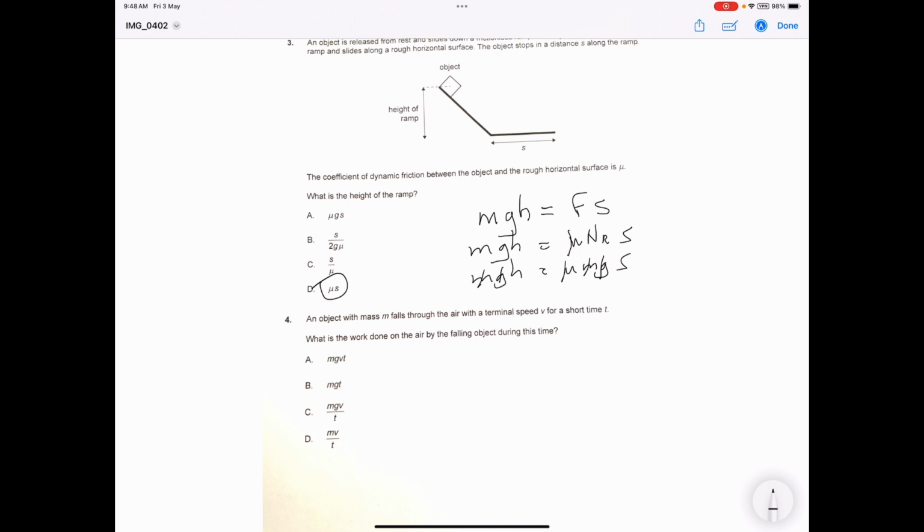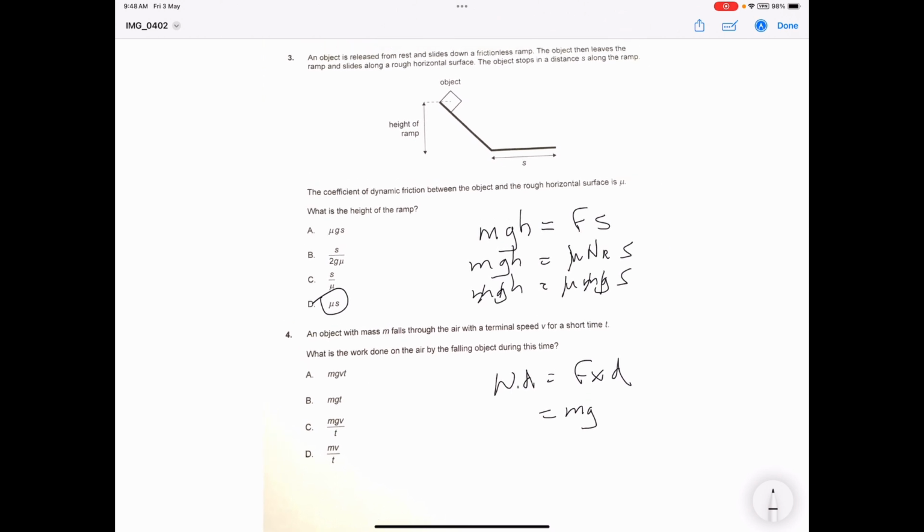Number 4, this one about the object of mass m falling through the air. Terminal speed is v for a short time. What's the work done on the air by the falling object during this time? So we know work done is equal to force by distance. So the force is just going to be mg.